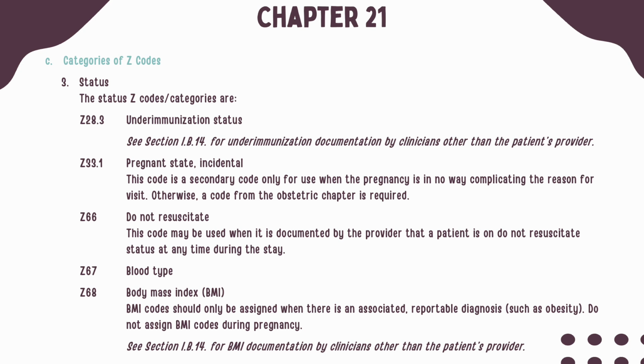Code Z66 is for when it is documented by the provider that a patient is on a do not resuscitate status at any time within the stay. Category Z67 will represent the blood type of the patient. Category Z68 is used to represent the BMI of the patient that is documented within the medical record. It is important to know that BMI codes are not used during pregnancy. If the BMI is documented by someone other than the provider, you should see section I.B.14 for further instruction.